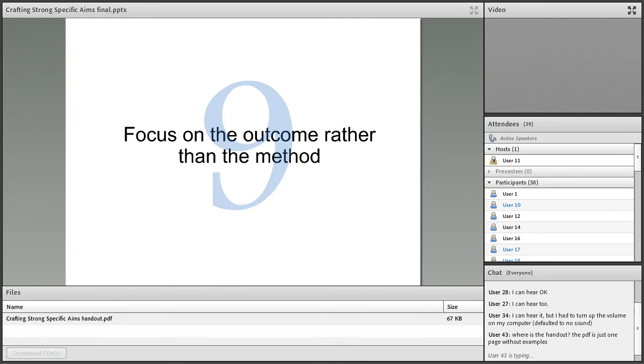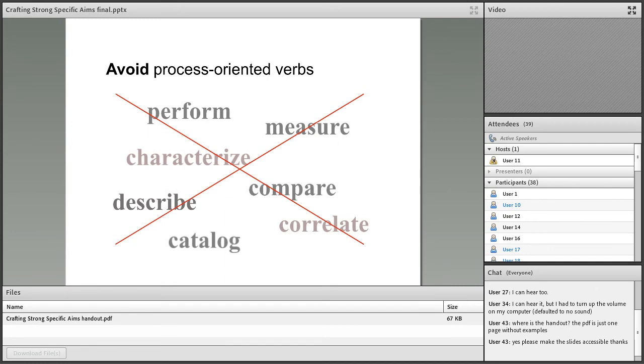All right, so let's go on to our next guideline. To ensure that reviewers understand the potential value of the work, use strong verbs that focus on the product or outcome rather than on the method. The emphasis should be on what will be learned rather than on what will be done. So for hypothesis-driven projects, you want to avoid process-oriented verbs like these when writing aim statements. Instead, use product and conclusion-oriented verbs, as we've been discussing.